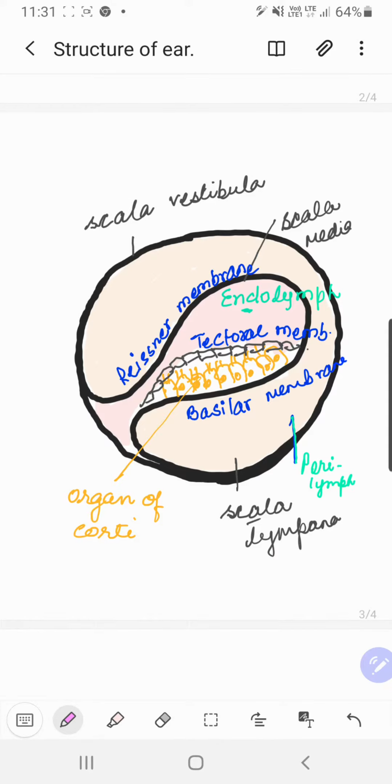And this is the last diagram for the ear. This is just for your reference. It is the transverse section of the cochlea. When I say transverse section, it's just that the cochlea is a tubular pipeline which is coiled, right?